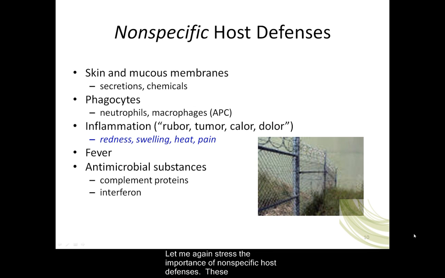Let me again stress the importance of non-specific host defenses. These constitute simple barriers and generic reactions to antigens and foreign microbes. The barriers include cutaneous and mucous membranes. The secretions from these membranes can prevent the spreading of invading microbes. Mucus can trap microbes. Serosal secretions may contain lysozymes or bactericides that can destroy the microbes.